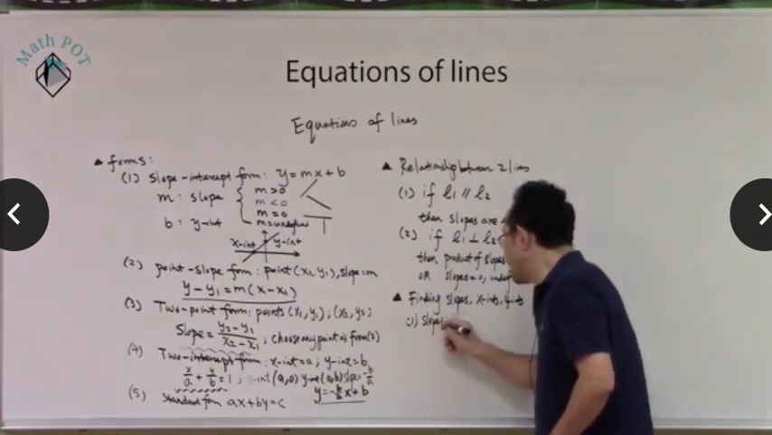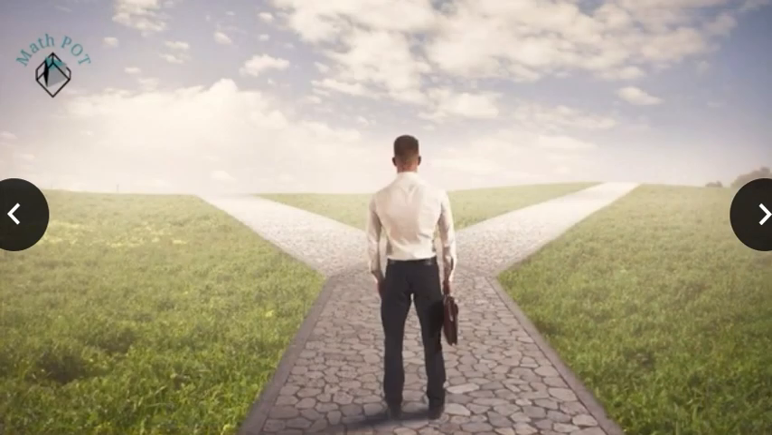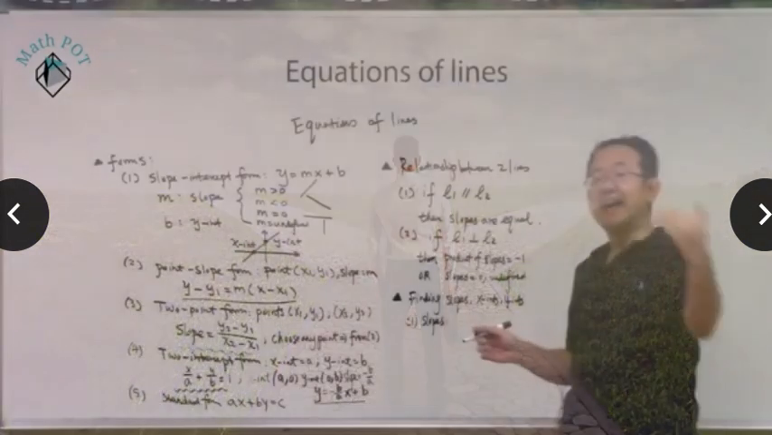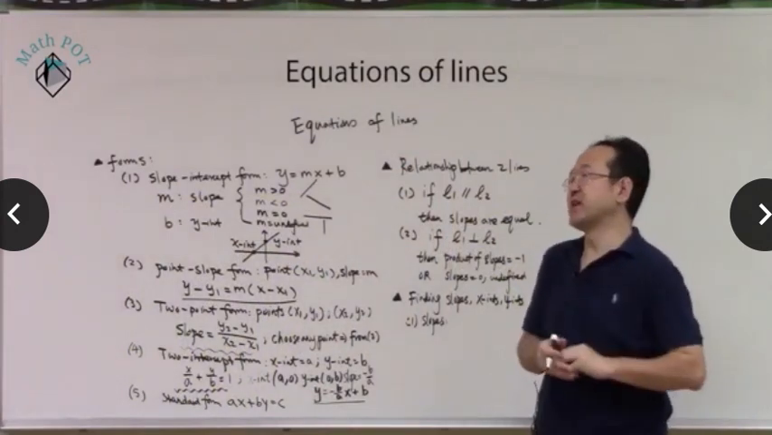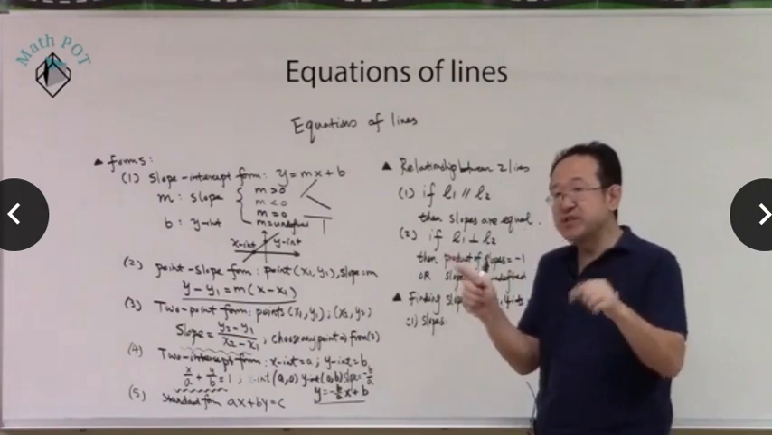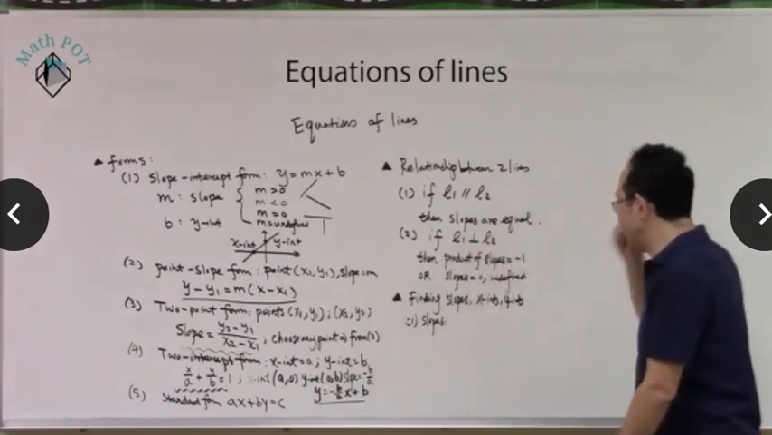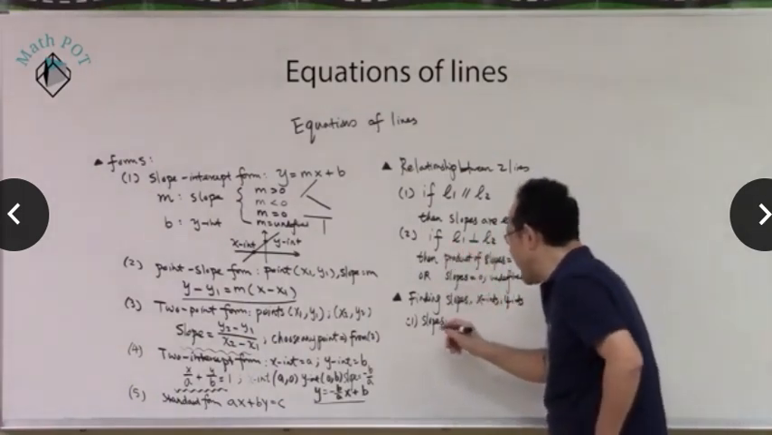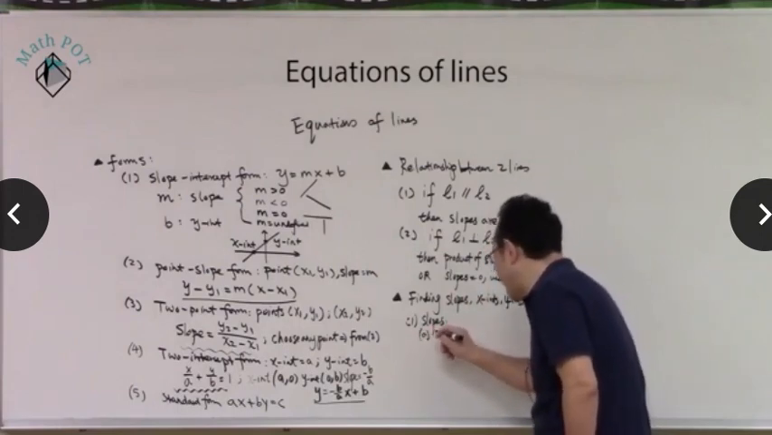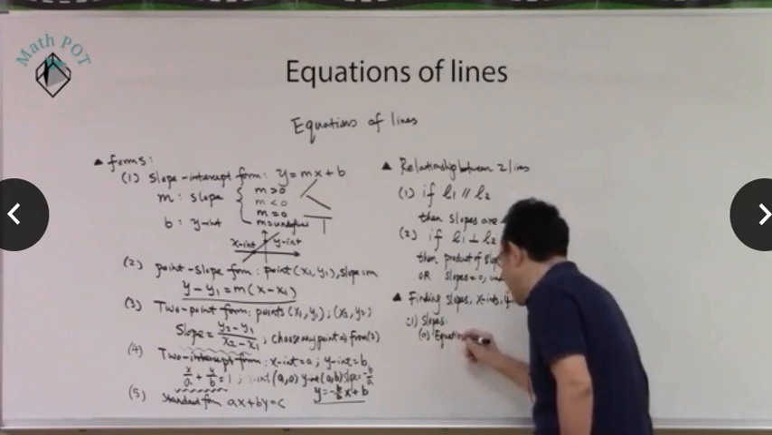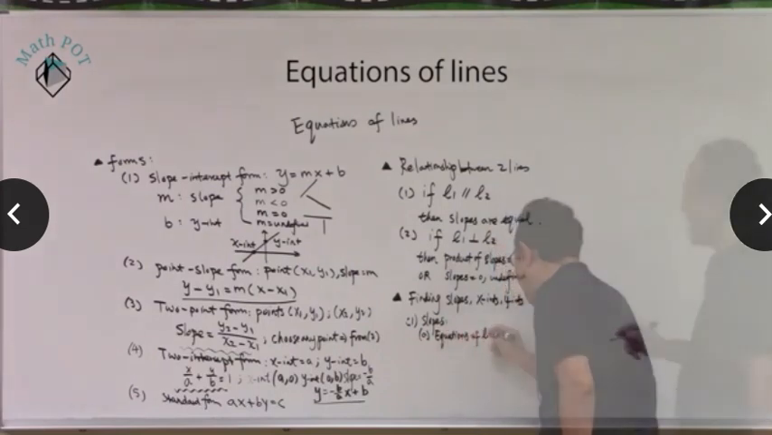So when we talk about slopes, there are two different directions. Sometimes the equation of the line is given and we try to figure out the slope. Sometimes we have 2 points and we try to figure out the slope. For both situations, you need to understand how to solve. So let's start with the equation of the line.